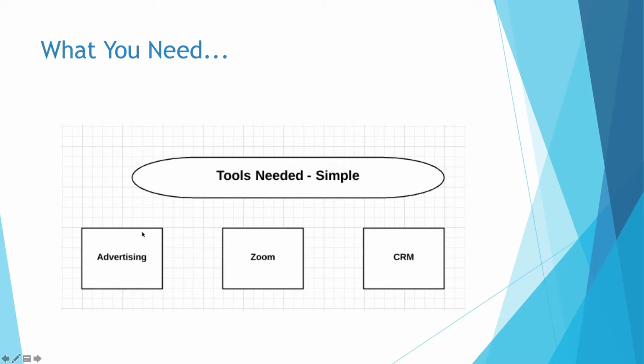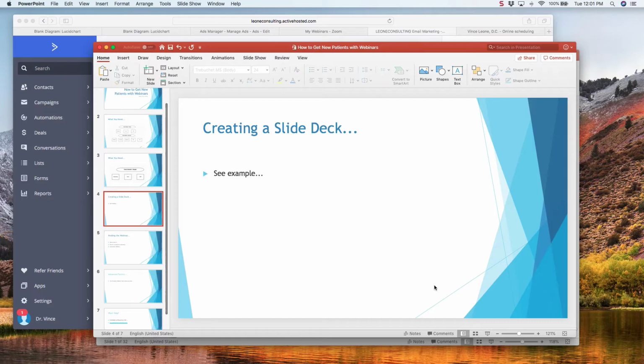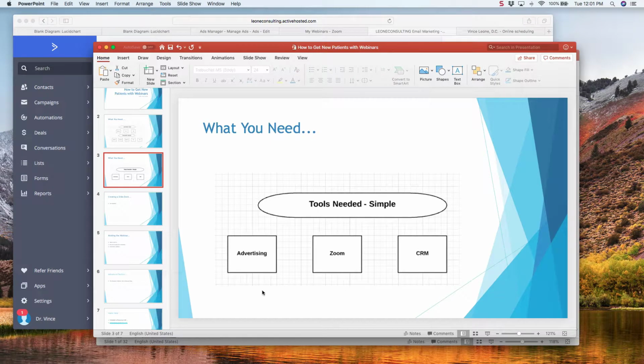So for our purposes, we'll say, okay, we're going to use Facebook to advertise because it's super easy and super simple to set up, and I can walk you through that quickly. Zoom is going to host our webinar, and we're going to use ActiveCampaign as our tool to send emails and follow up. So let's go back here. So this is where we're at.